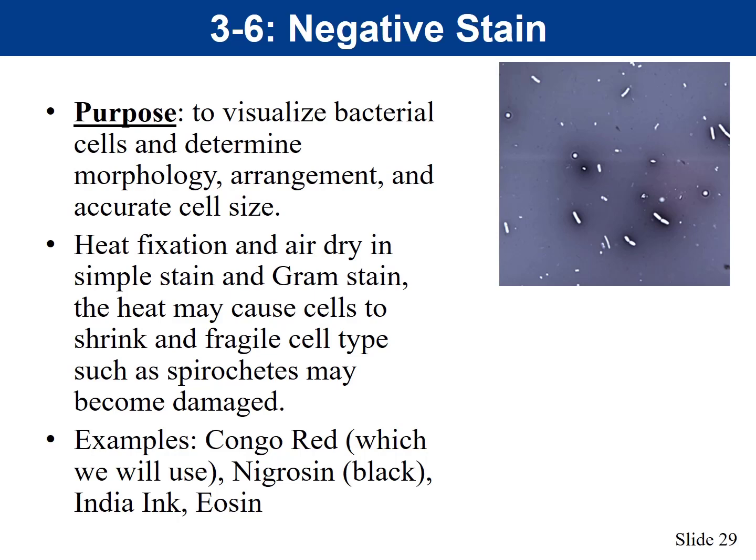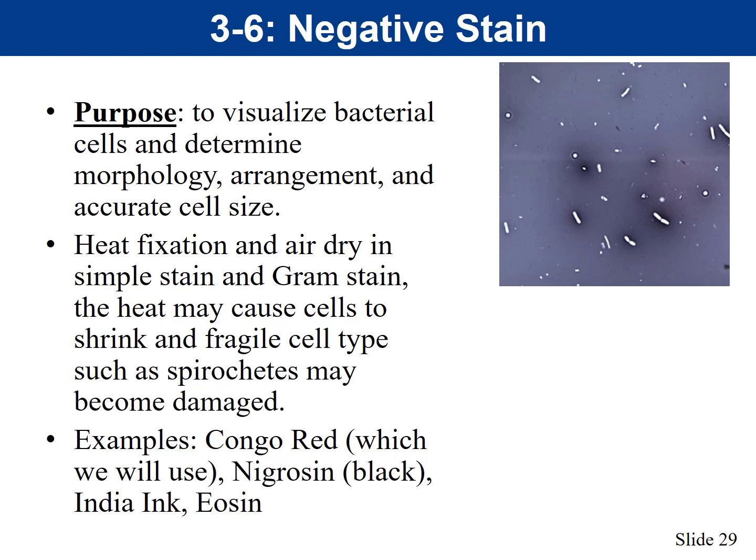Arrangement has to do with how the colonies are arranged, meaning when the bacteria grows, is it going to be an isolated cell? Is it going to grow as pairs? Is it going to grow in a chain? Is it going to grow as a cluster? And we'll talk about different types of arrangements in a minute.